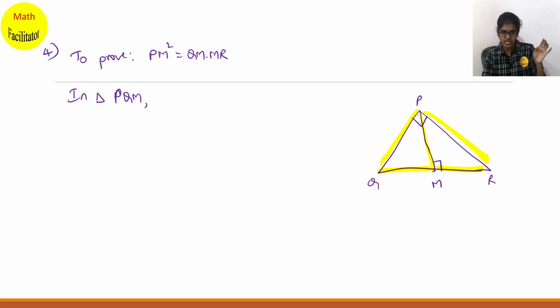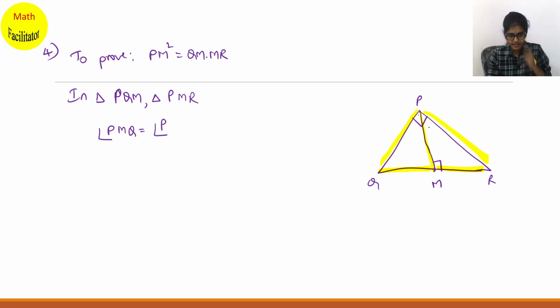What you have to prove is PM square equals QM into MR. So if I join this, these are the two triangles. In triangle PQM and triangle PMR, we know that angle PMQ is equal to angle PMR. How much is it? It is 90 degrees.